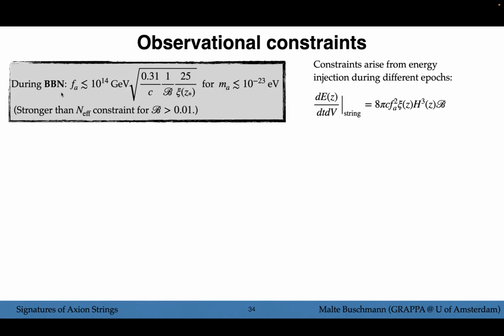The constraint we find during BBN is order of 10 to the minus 14 GeV as well. Of course, it depends on the exact emission rate that you find, in which case this would be order 1, your model-dependent branching ratio, as well as the string length at the time of BBN, which is somewhat of a function of what your axion mass is. If it's much lighter, then this number would be quite a bit larger. Now, this constraint overall is quite a bit stronger for N effective if the branching ratio is larger than 0.01.